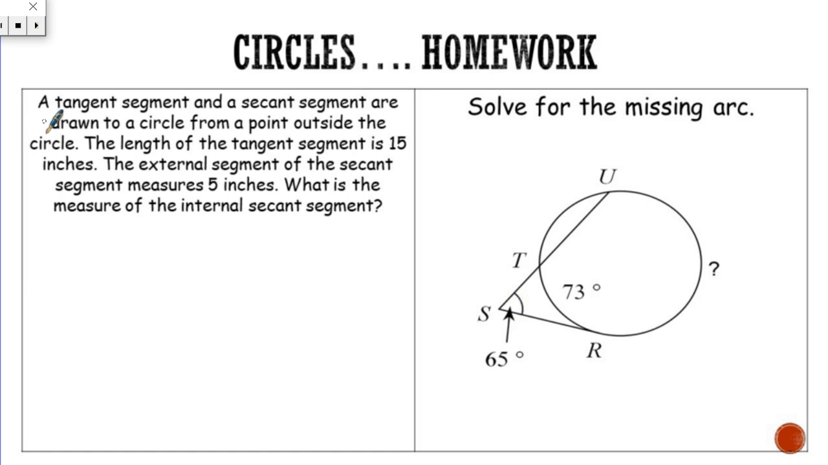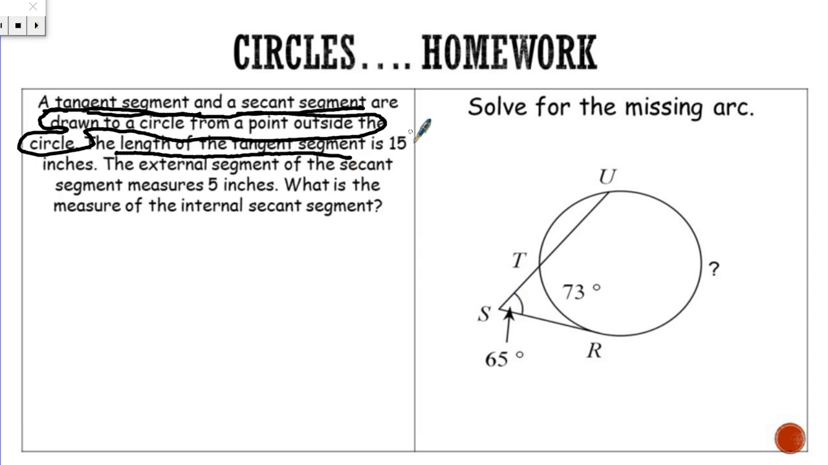It says a tangent segment and a secant segment are drawn to a circle from a point outside the circle. So it's telling me a tangent segment and a secant segment. And what's going on with those? They are drawn from a point outside of the circle. And then the next one talks about the length of the tangent segment, and it is 15 inches. So that's important. And then it says the external segment of the secant is 5 inches. And then we have a question. We'll come back to the question when we get finished drawing the picture.